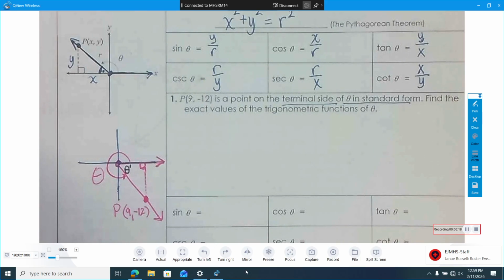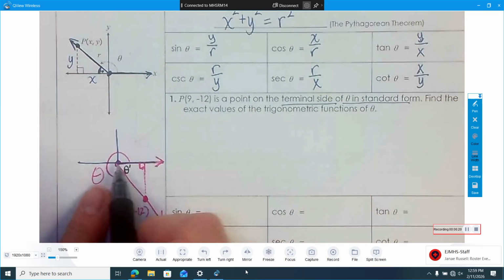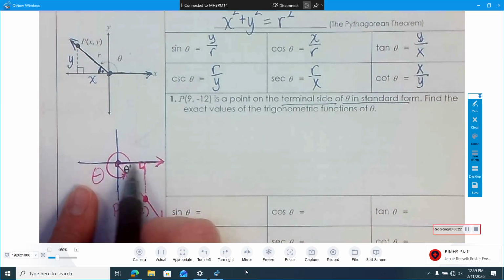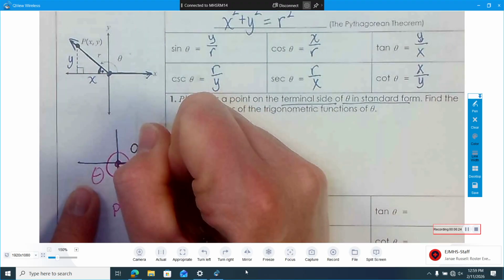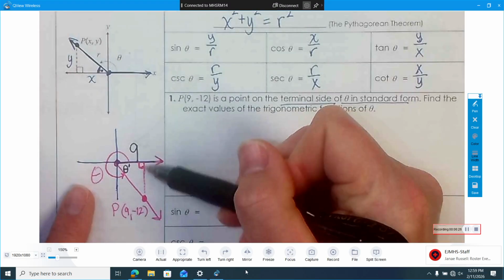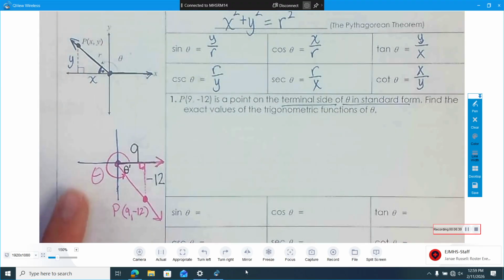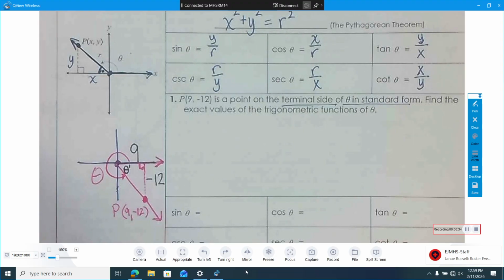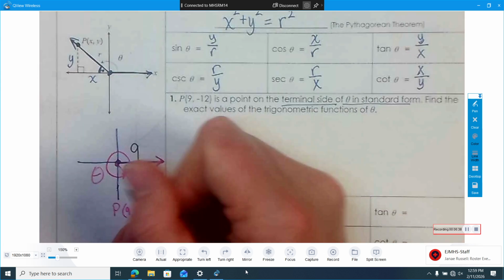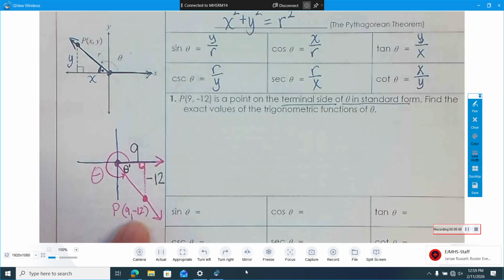our ratios. So what is the length of this horizontal piece? 9. It has 9 units of length. What is the length of my vertical piece? Negative 12. And yes, we include the signs. Positives and negatives will matter. Okay. I need to know the radius. How can I figure out the radius?